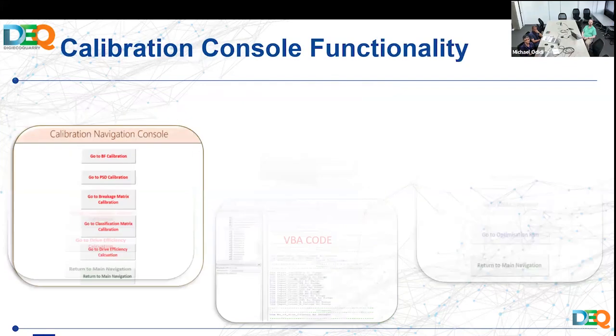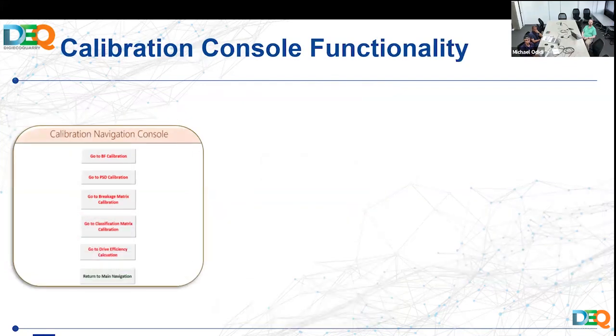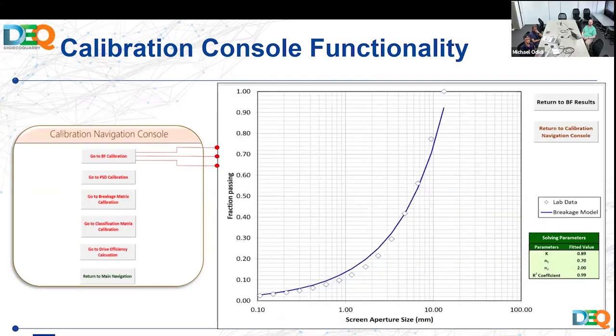Just to take you through the functionalities of the calibration console quickly, we created the breakage distribution function calibration functionality here. Based on the data that you receive from the lab, from the single particle breakage test, we are able to fit the breakage distribution function and obtain the fitted parameter values. So you have your K, your N1, your N2. This automates that process for us. All we need is the raw data from the laboratory test, and we can generate the fitted parameters.